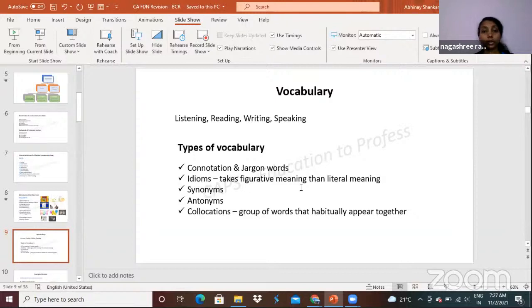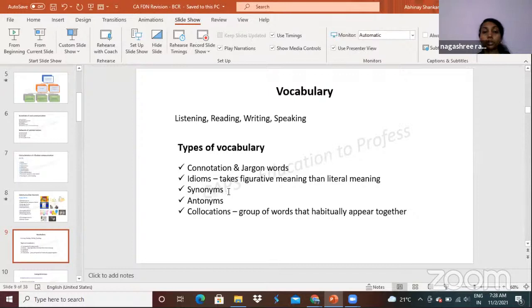Then comes idioms. What are idioms? They are groups of words which take a figurative meaning rather than the literal meaning. As in, the literal meaning is different, but what they actually mean in the context will be entirely different. Like a storm in a teacup, what does it mean? Creating a huge ruckus out of an issue, right?